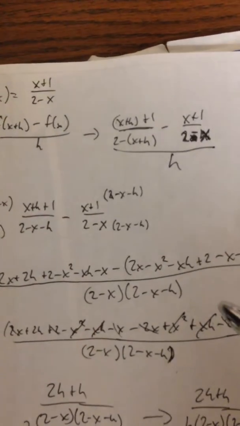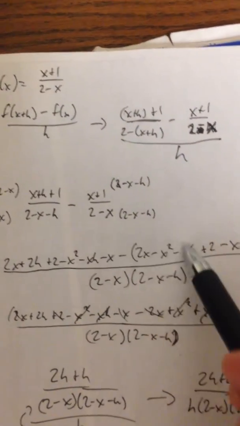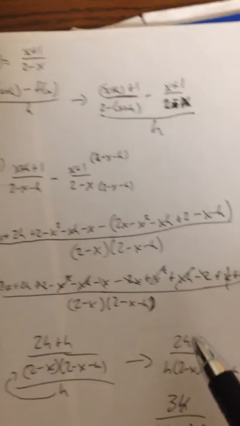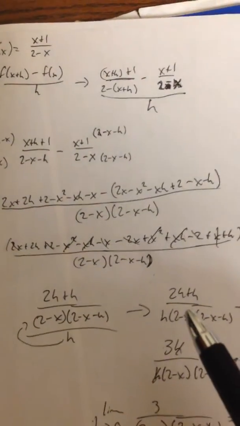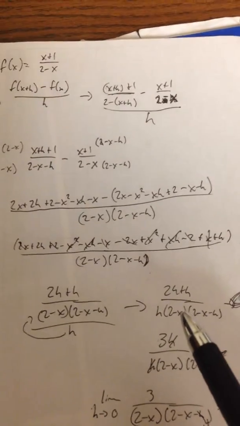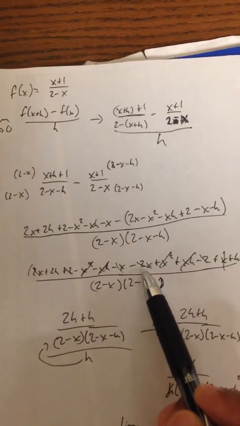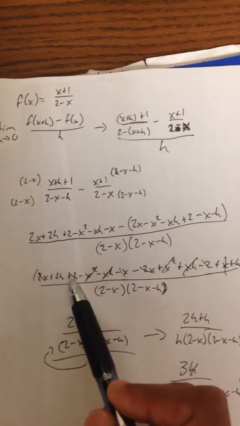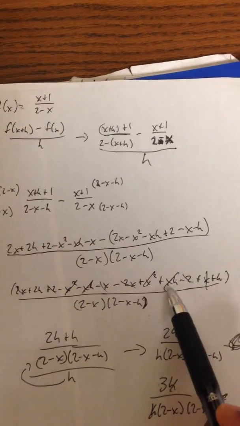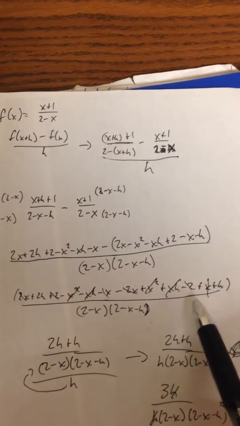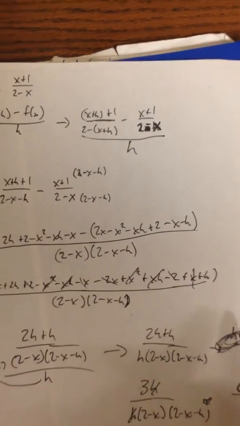Now you distribute the negative into all of the terms inside the parentheses. That's what I did down here. And now you can cancel stuff. All the crosses are things that canceled out. For example, there's this 2x and a negative 2x, then the 2 and negative 2, negative xh and positive xh, negative x squared and positive x squared. So those are all the things that canceled.